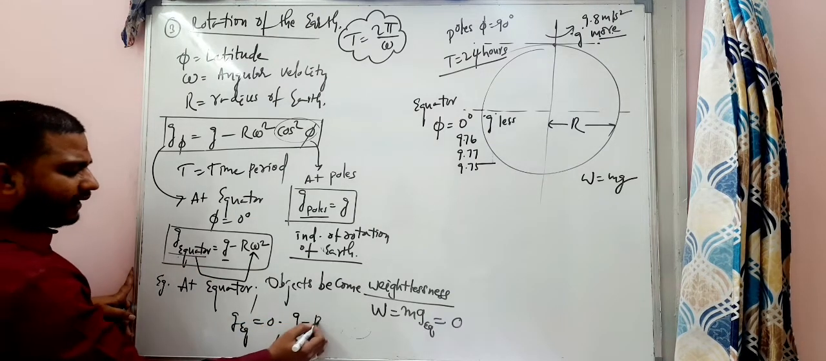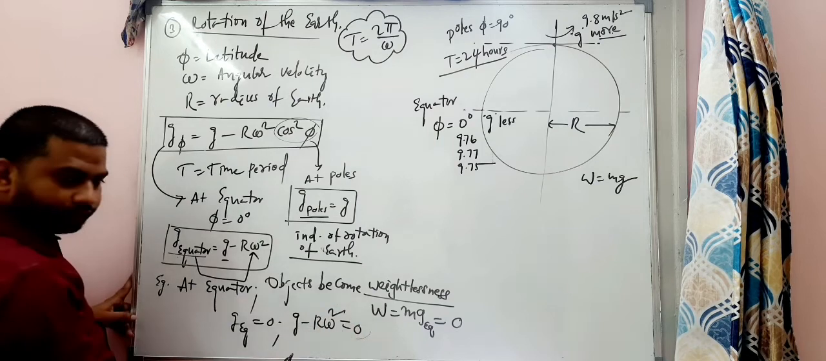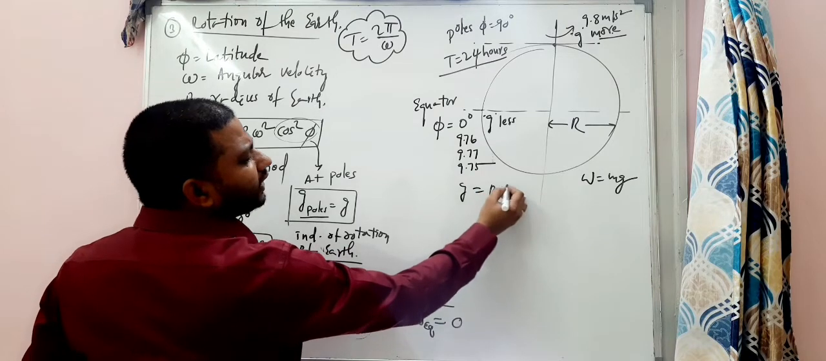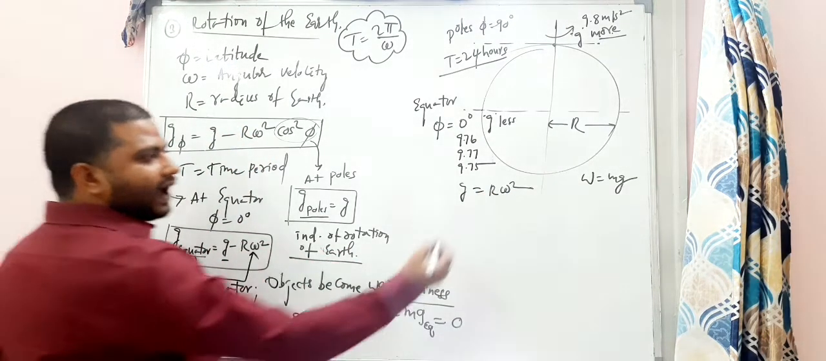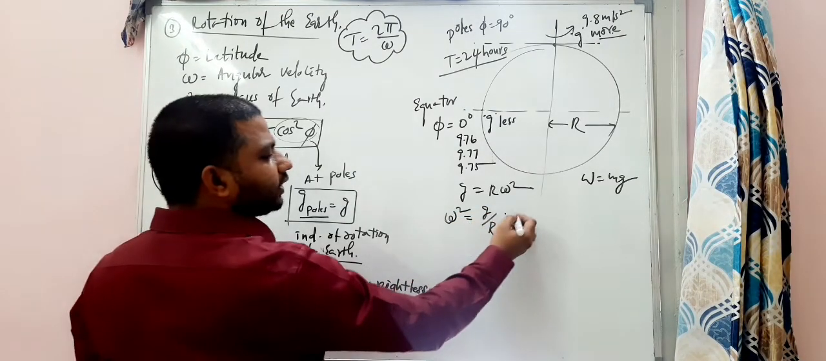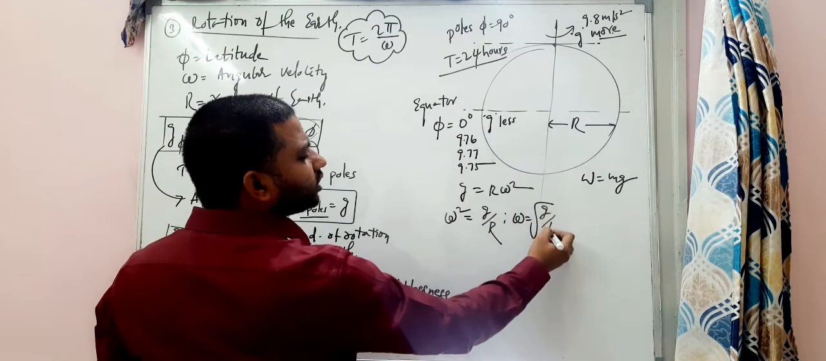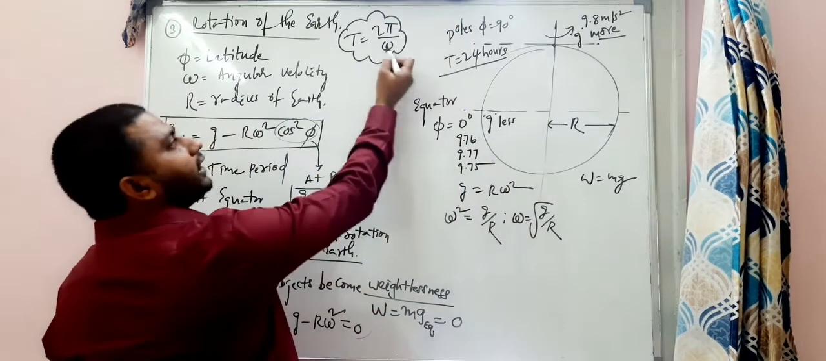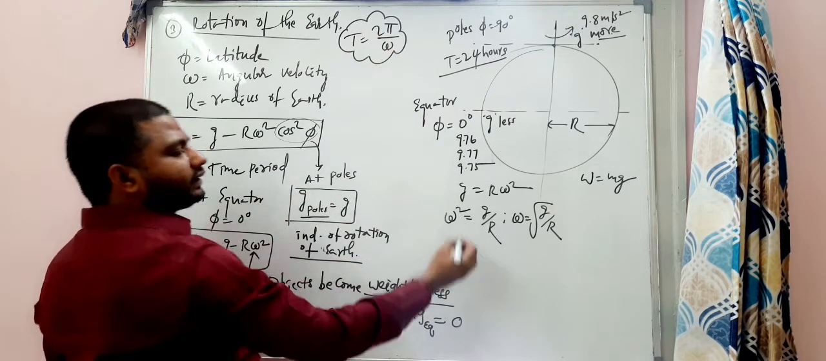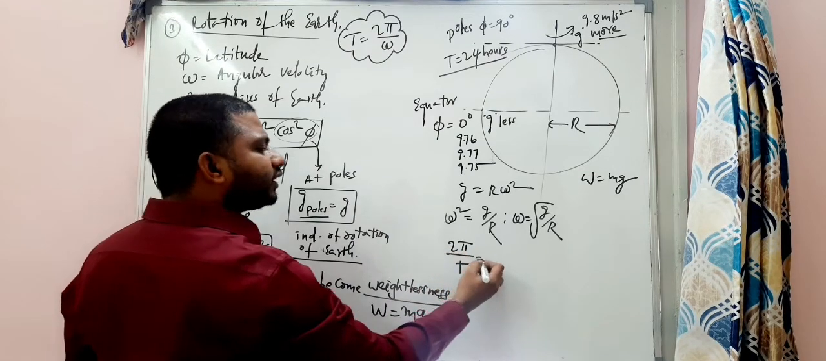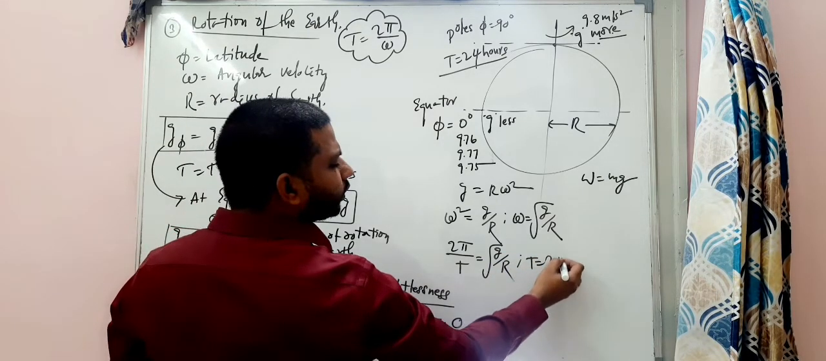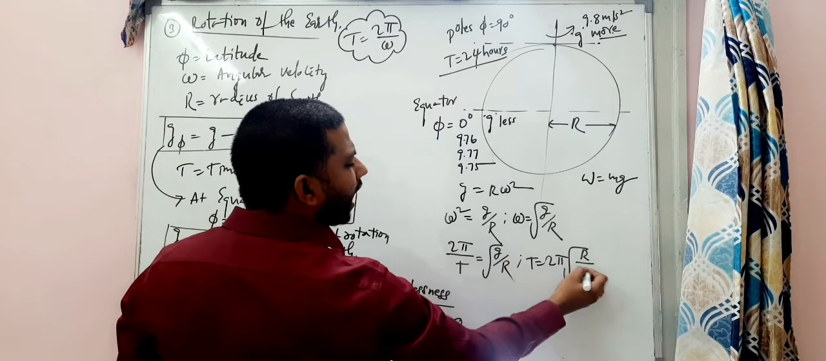So g minus R omega square is equal to 0, so g is equal to R omega square. Look, everybody. From here, omega square is equal to g by R, and omega is equal to root g by R. And this omega is 2 pi by time period. So 2 pi by time period is equal to root g by R, and from here, time period is equal to 2 pi into root R by g.